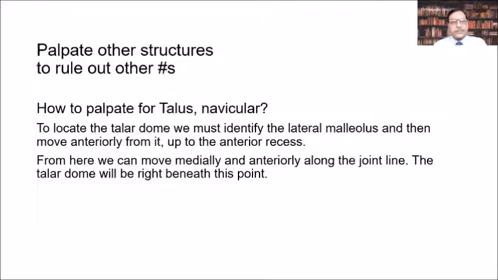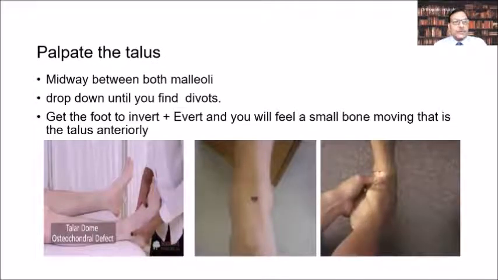What are the other structures that we want to palpate, and how to palpate, to rule out the probability of other fractures? How to palpate talus and navicular? So the idea is to locate the talar dome. We must identify the lateral malleolus and then move anteriorly from it up to the anterior recess. From here, we can move medially and anteriorly along the joint line, and the talar dome will be right beneath this point. So this is how we do it.